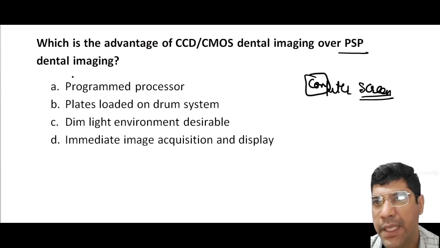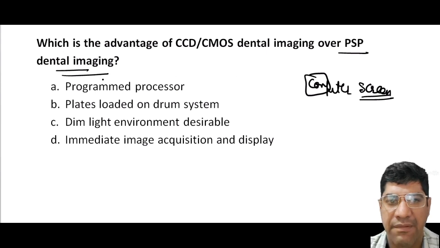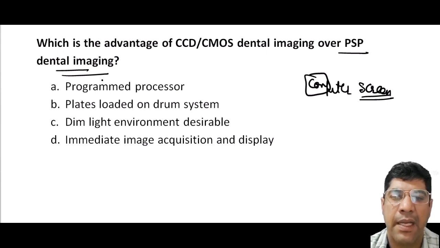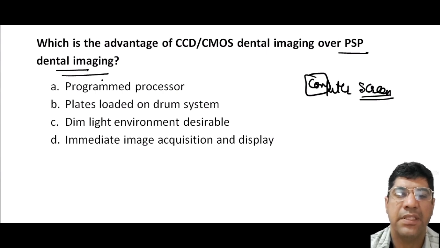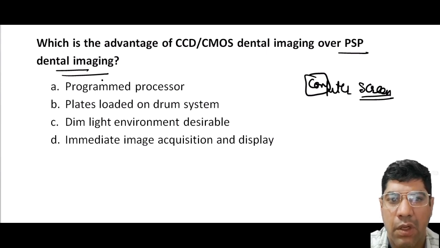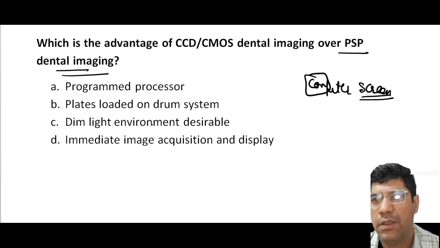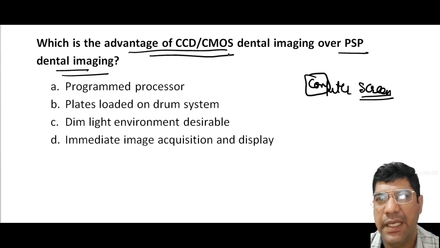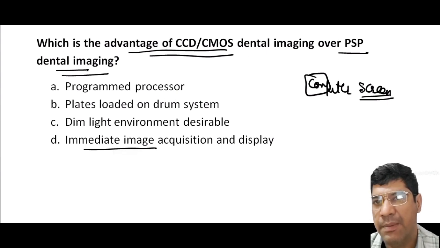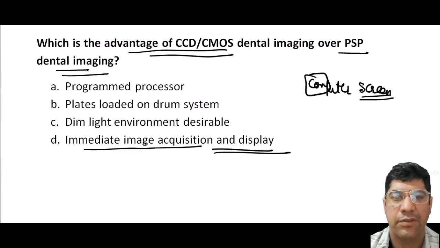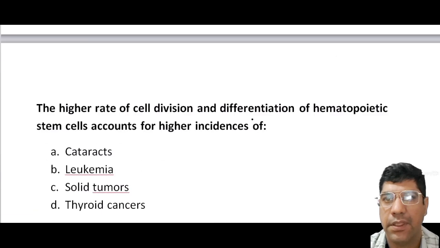Whereas in PSP dental imaging, a phosphor plate is used to capture the x-ray image. After the x-ray exposure, the phosphor plate needs to be removed from the patient's mouth and processed in a special reader to reveal the image. These processing steps take time and can result in a delay before the image is available for review. So the advantage of CCD dental imaging is immediate image acquisition and display. So that is your answer.